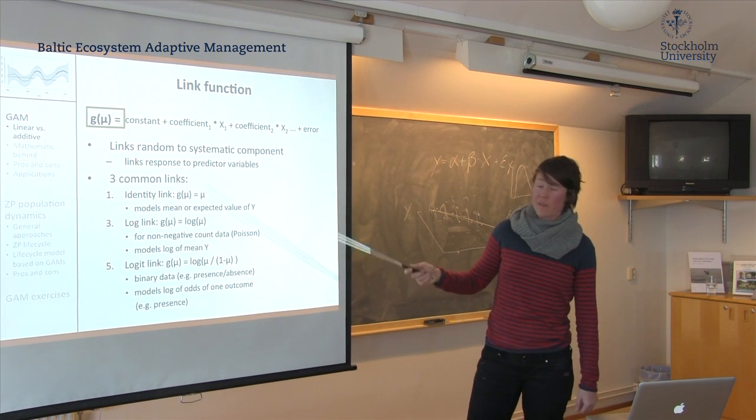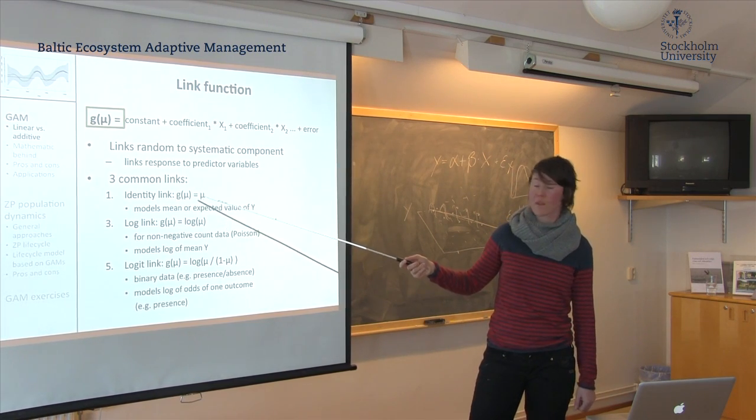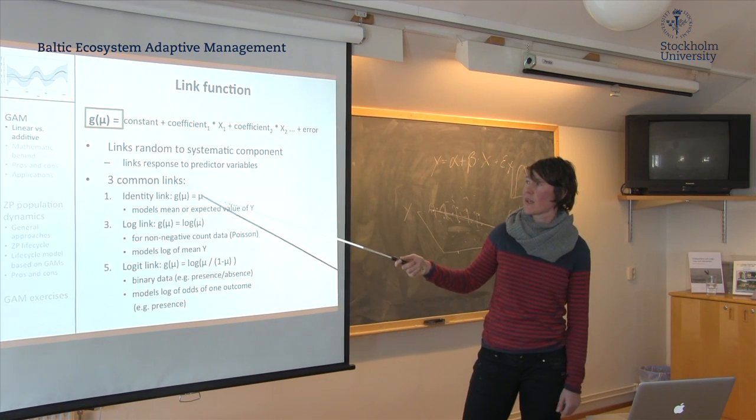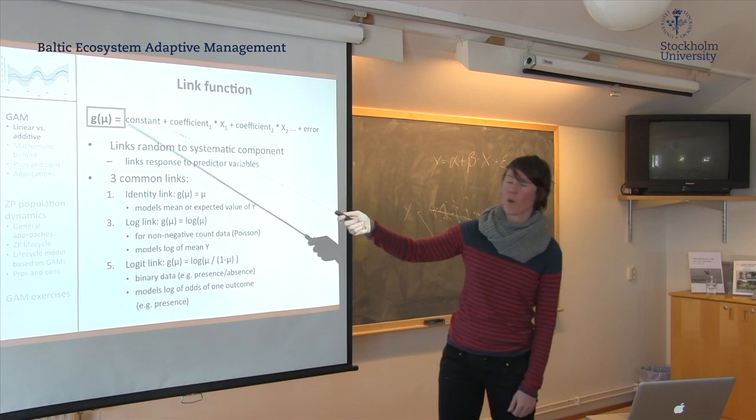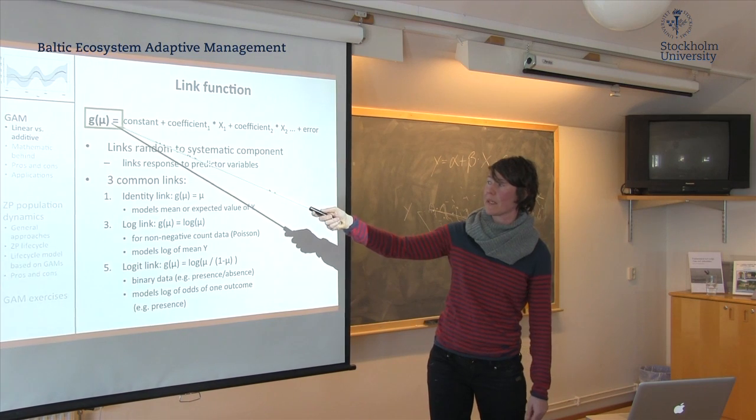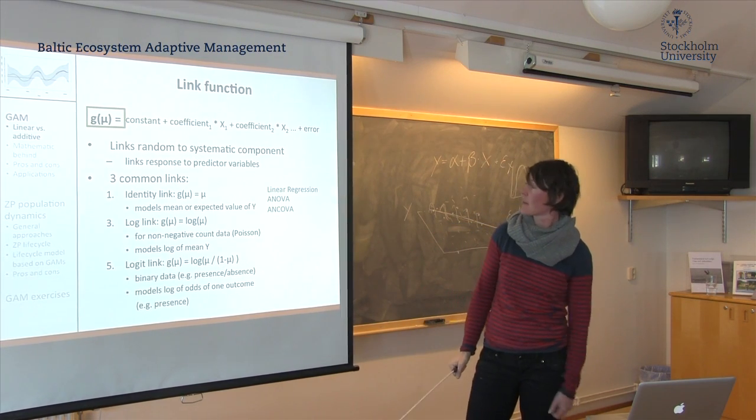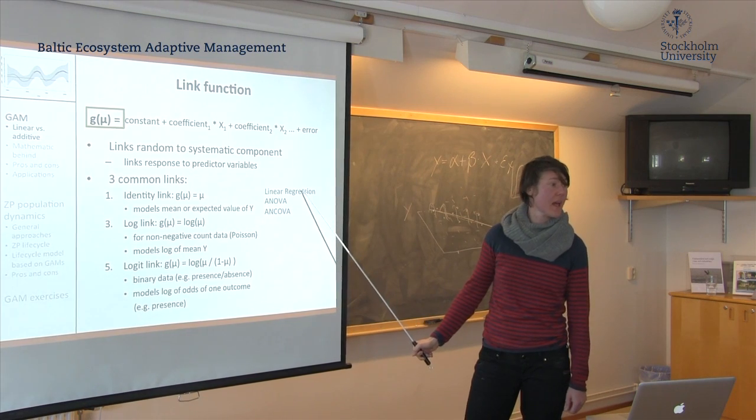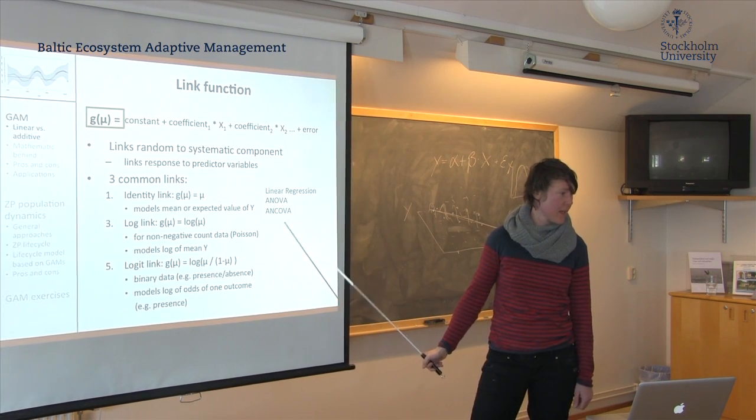So there are 3 different kinds of links. One is you're assuming a normal distribution. So it's also called the identity link. You just model the population mean. And this is done in linear regression, ANCOVAs and ANOVAs.